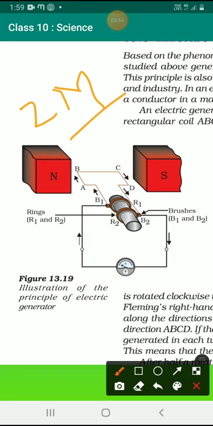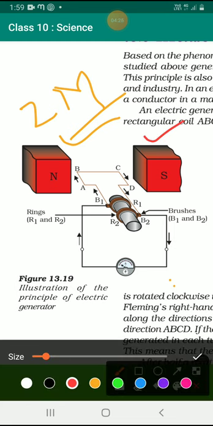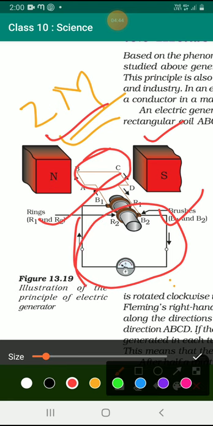I'll tell you once again, in the board examination, either the motor or the generator diagram will definitely come for 2 marks, so you ought to remember these diagrams. It has the South and North Poles, as you have seen in the motor diagram also. This is the armature, and B1, B2 are the brushes which touch the rings R1 and R2. This is the circuit, and this is the galvanometer, which detects the electricity.